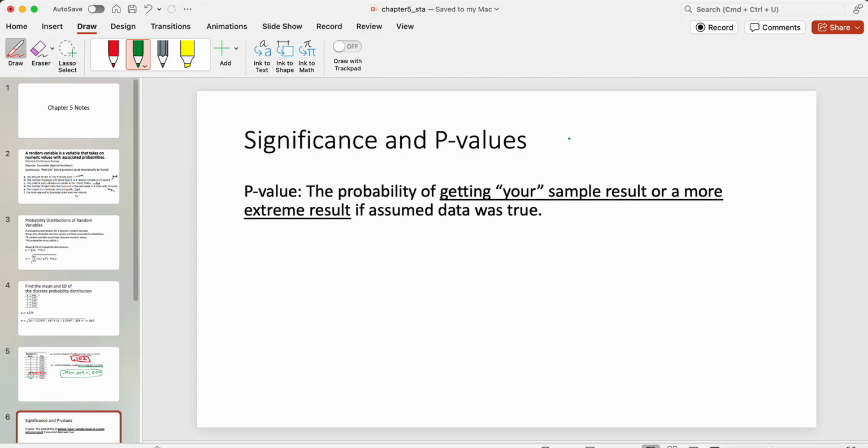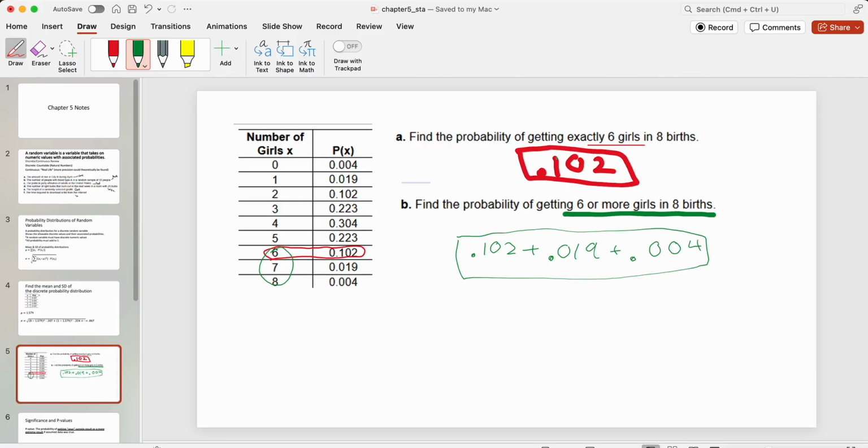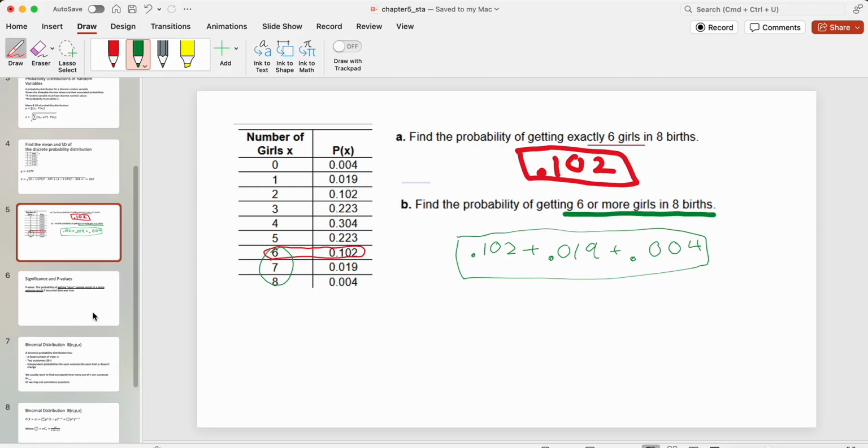Significance is based on getting your result or the resulting question or something more extreme in a more extreme direction. So 6 or more births. Is that high? High is dictating that value or more. And there we go.